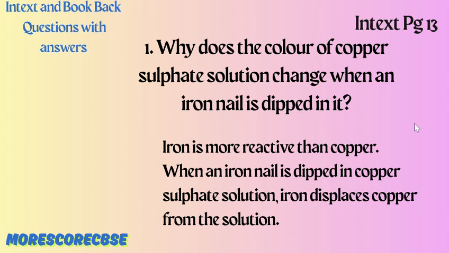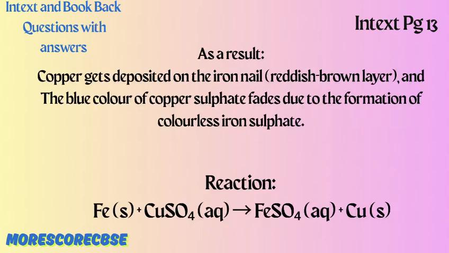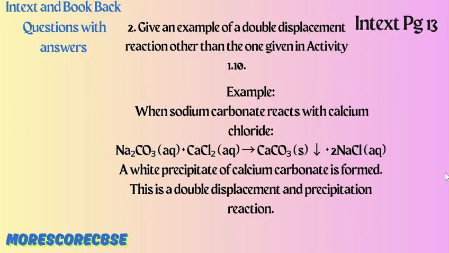Next, why does the color of the copper sulfate solution change when an iron nail is dipped in it? We know that iron is more reactive than copper, so it displaces the copper. The equation is iron plus copper sulfate giving iron sulfate, that is ferrous sulfate, plus copper. The copper gets deposited on the iron nail and forms a reddish brown layer, and the blue color of the copper sulfate slowly fades away due to the formation of ferrous sulfate.